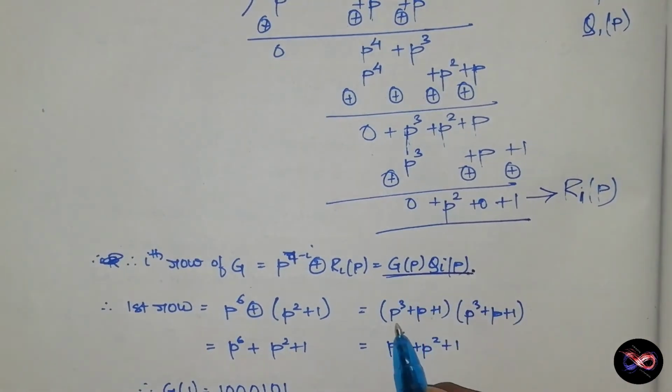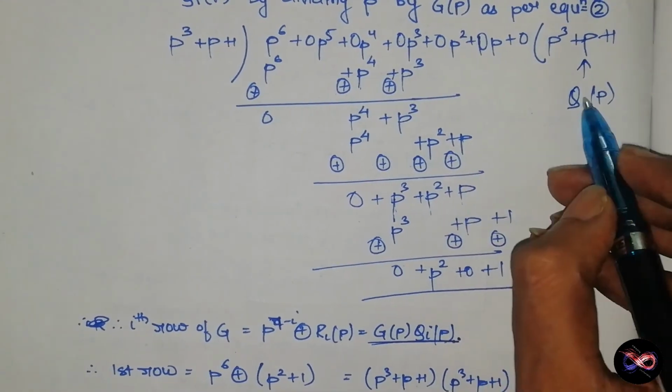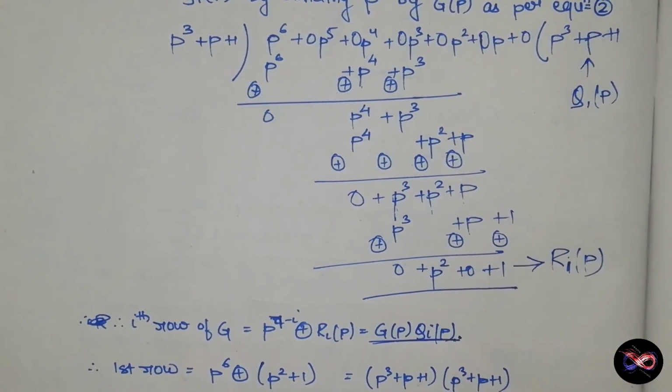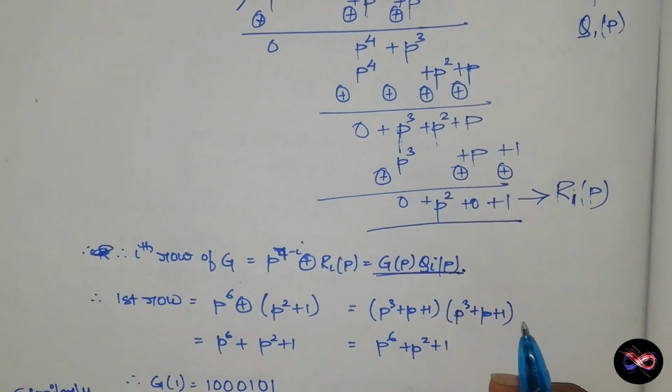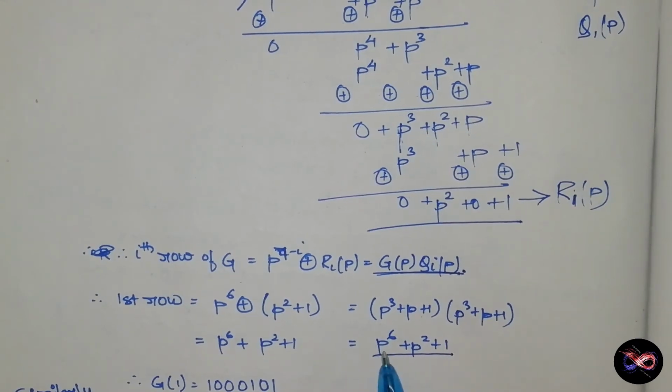So we have GP as P^3 plus P plus 1, and we got Q1P as P^3 plus P plus 1. Now we will multiply it and do the XOR operation. The expression that we will get will be the generator polynomial of the first row. So this expression represents the first row of the generator matrix.